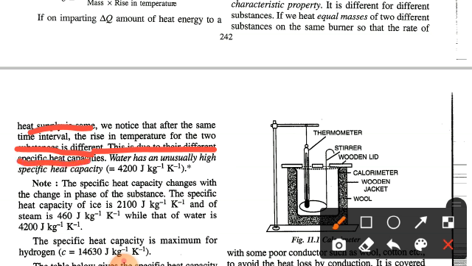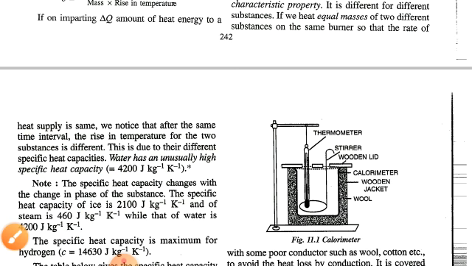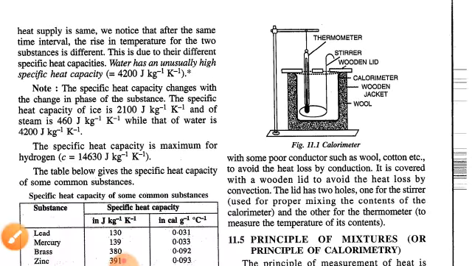Water has an unusually high specific heat capacity, which is about 4200 joule per kg per Kelvin. You have to see the note here. The specific heat capacity changes with the change in the phase of the substance. Clear? Means if you heat the water, from liquid it vaporizes, so it changes its state. The specific heat capacity of ice is 2100 joule per kg per Kelvin, whereas the specific heat of steam is 460 joule per kg per Kelvin, while that of water is 4200 joule per kg per Kelvin. Clear?